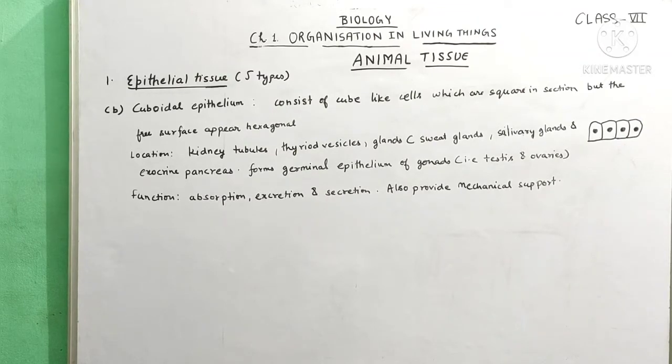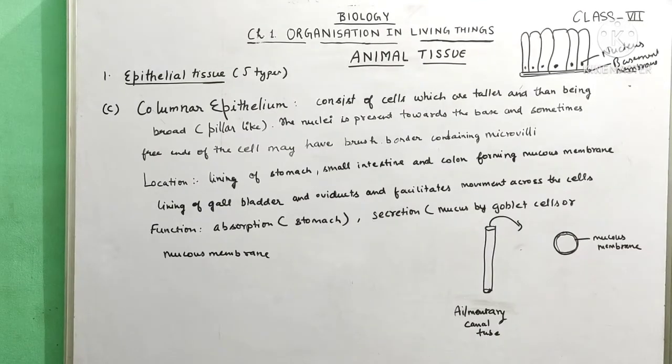What is the function of this epithelial tissue, that is cuboidal epithelium? Its function is absorption, excretion and secretion. This tissue also provides mechanical support to the animal tissues. Okay. The next subcategory is columnar epithelium.